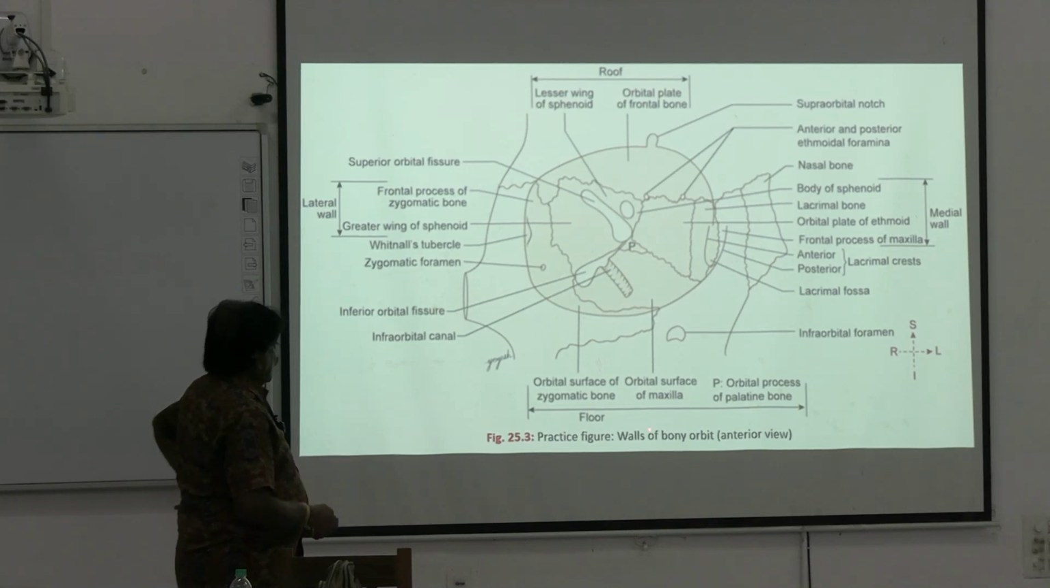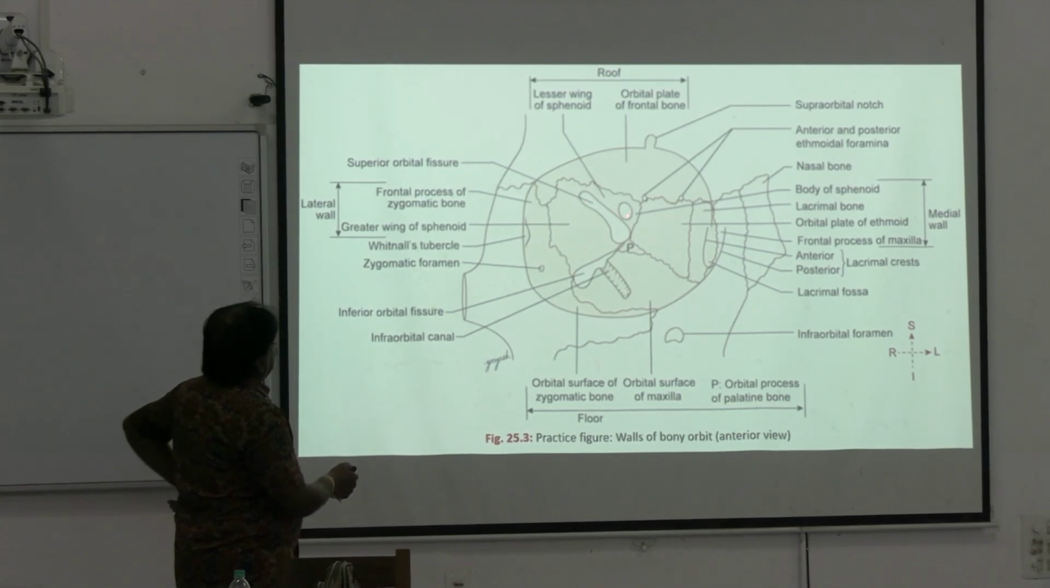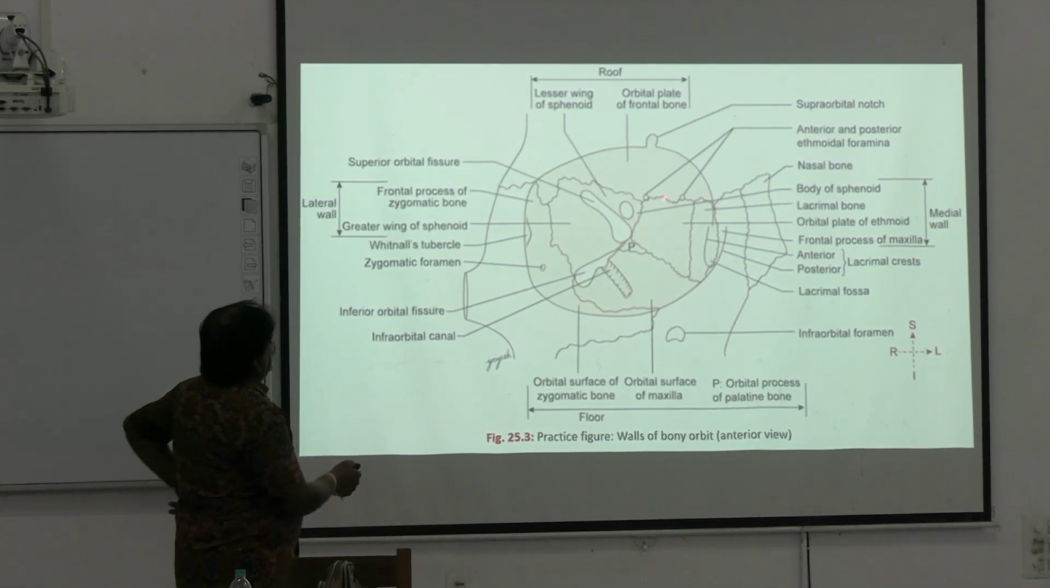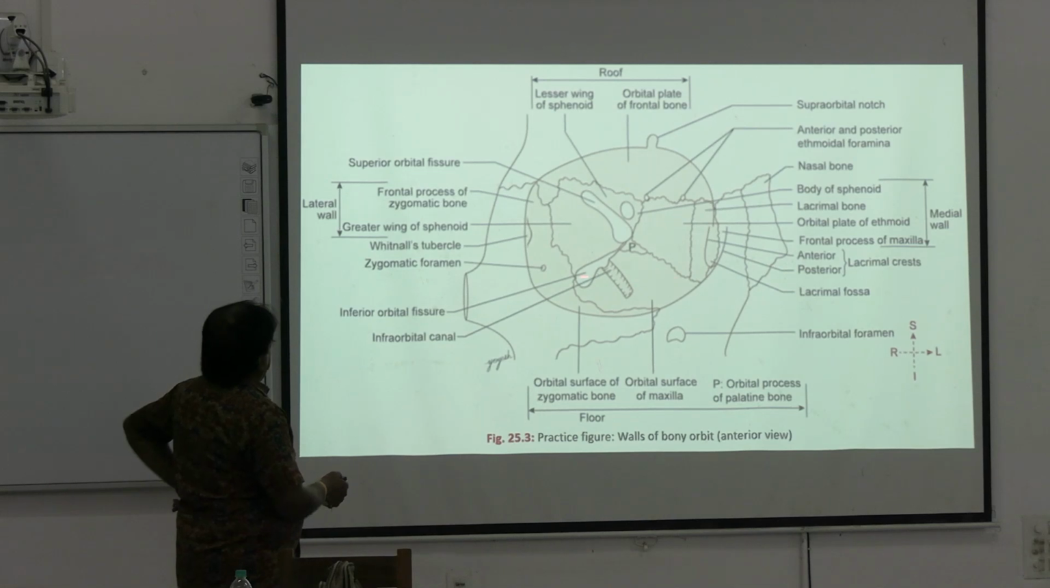Walls of the bony orbit. Now you can see the roof. The roof is formed by the lesser wing of sphenoid and orbital plate of the frontal bone. And this is the supraorbital notch. The superior orbital fissure is this shape. This is the body of the sphenoid, and anterior and posterior ethmoidal foramina. And this is the infraorbital canal, inferior orbital fissure. Zygomatic foramen, this is the zygomatic foramen.